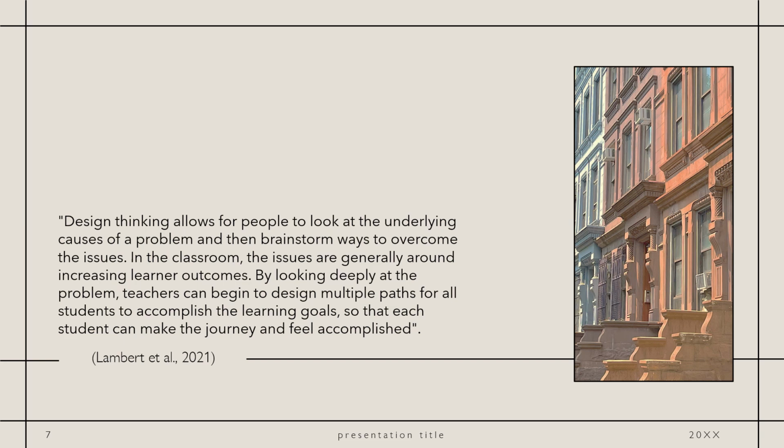In the article, UDL is the what, design thinking is the how, Lambert et al. states that design thinking allows for people to look at the underlying causes of a problem and then brainstorm ways to overcome the issues. In the classroom, the issues are generally around increasing learner outcome. By looking deeply at the problem, teachers can begin to design multiple paths for all students to accomplish the learning goals, so that each student can make the journey and feel accomplished.